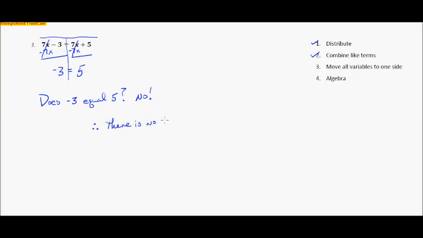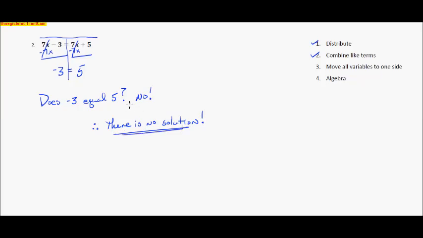There is no solution for this problem. Meaning there is no number I can plug in for x here and plug in for x here, and it comes up true. It makes it work. So if that happens, you eliminate the variables, you get an answer or a statement that does not make any sense. It is false. It does not work. Then this is your answer. There is no solution for this equation.